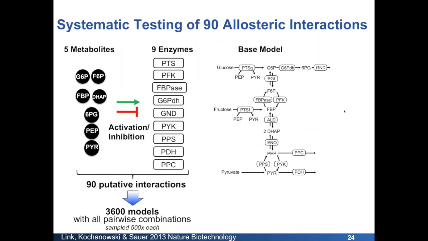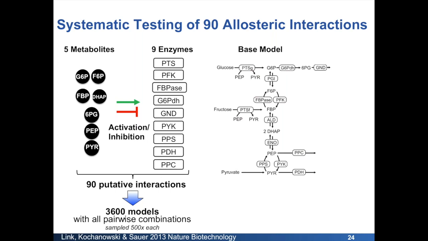Remember, we're in the business of generating hypotheses. We didn't want to know if the known regulation is enough to explain the data. We wanted to ask, can we find something new? And for that, we need to do our search a bit unbiased. So we define 5 metabolites, which we allow to activate or inhibit any of the 9 enzymes that are in our mini model. It's 5 metabolites because fructose 6-phosphate and glucose 6-phosphate always behave very similarly, so they're co-correlated. So it's enough to look only at one, and the same is true for fructose bisphosphate and dihydroxyacetone phosphate. So 5 metabolites, 9 enzymes, and this simple model gives 90 putative interactions. And if we allow for pairwise combinations, we end up with somewhat over 3,000 models that we need to test.